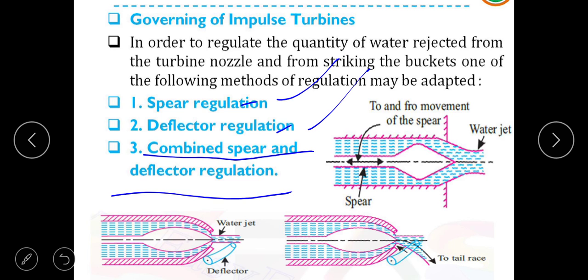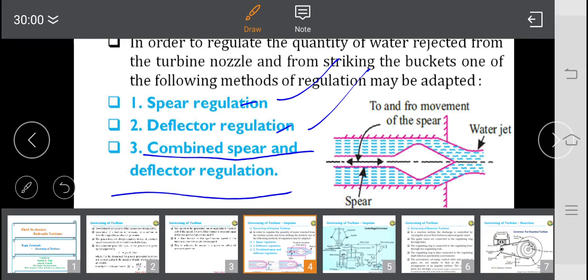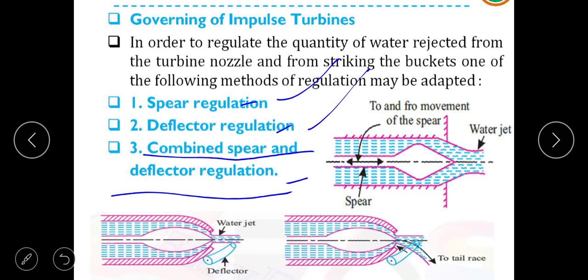You can see all the arrangements which have been made here. The spear will move to and fro. If it is moving towards the Pelton wheel, less water is ejected. If it is moving away from the Pelton wheel, more water jet is imparting energy onto the buckets of the Pelton wheel.